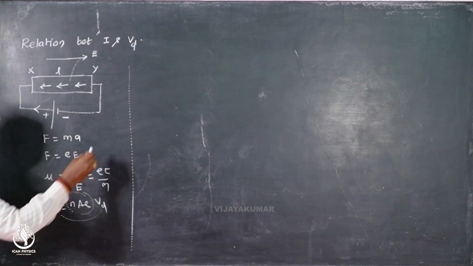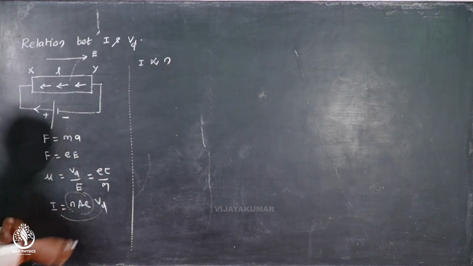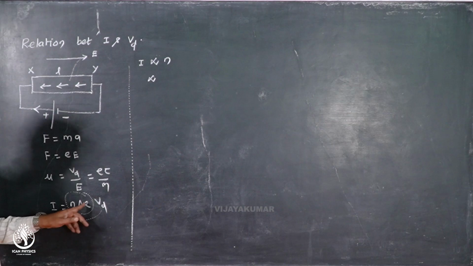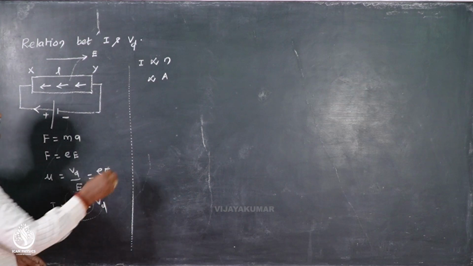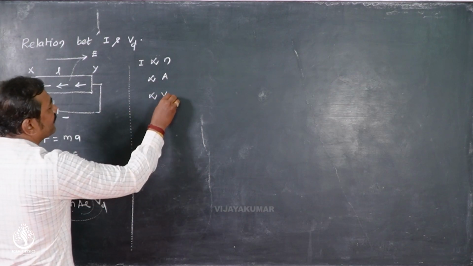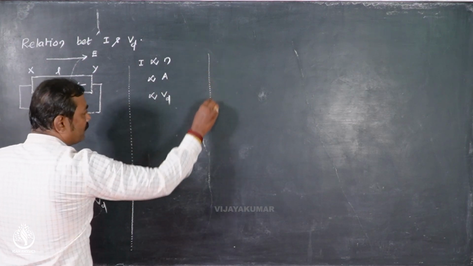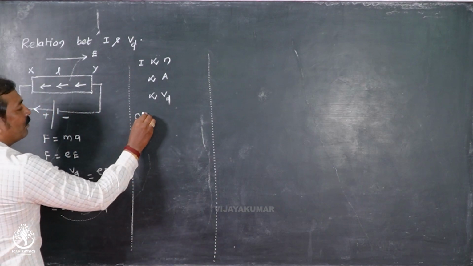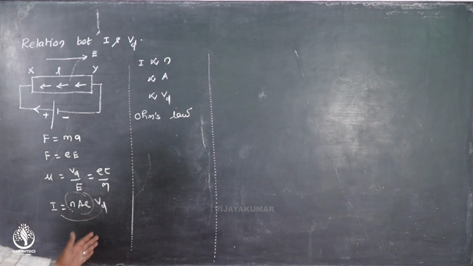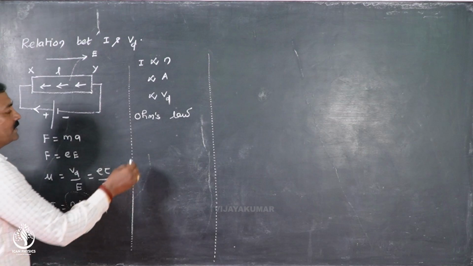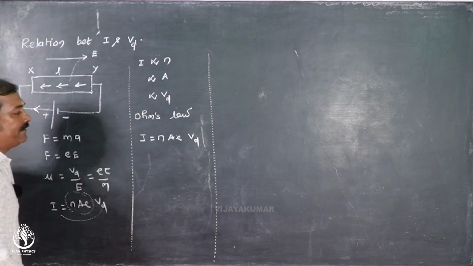From that we can say current is directly proportional to the number of electrons, directly proportional to the area of the conductor, and directly proportional to the drift velocity. From that, we can get into Ohm's law. Simply we can go for Ohm's law, but I want to go in a deeper manner. So I equal to NAe into drift velocity.